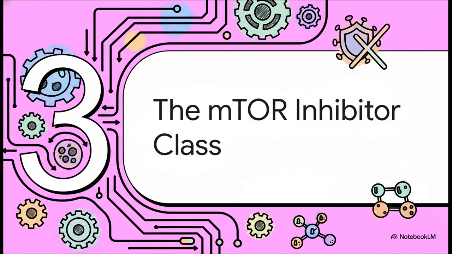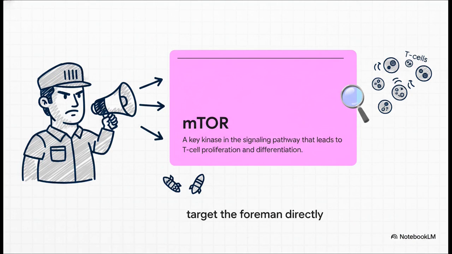Okay, good. Now that we've covered that, let's move on to the next level. We're going to look at a different family of drugs now. And these guys have a really clever way of working. We're talking about the mTOR inhibitors. So, what on earth is mTOR? It's a bit of a mouthful, right? It stands for mammalian target of rapamycin. But forget the name for a second. Think of it like this.